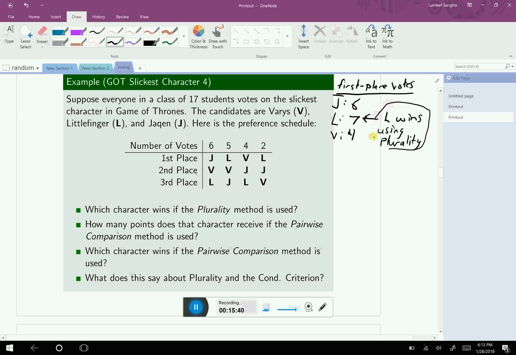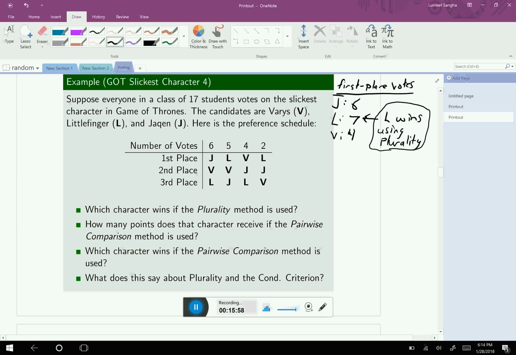So L wins using plurality. The next question is, how many points does that character receive if we use pairwise comparison? And then the third question is, which character would win if we use pairwise comparison? So to answer those two questions, we've got to look at each of the matchups.